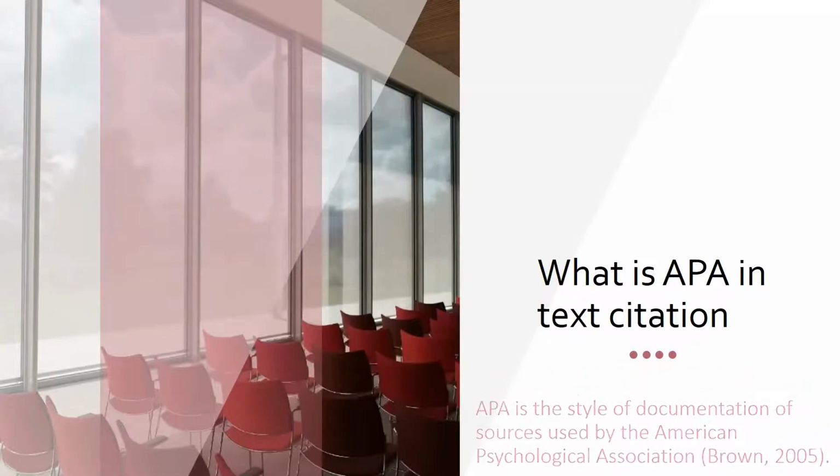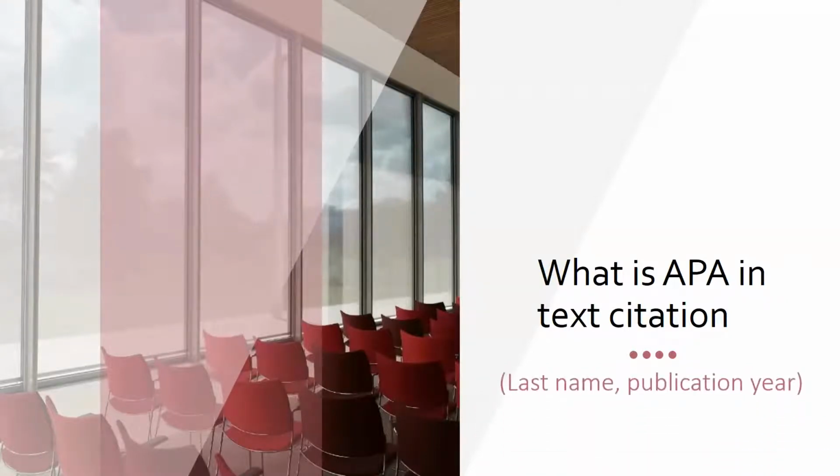In-text citation includes the author's last name and the publication year inside a parenthesis. Sometimes it can also include page numbers, timestamp, headings, subheadings, and paragraph numbers as well. The APA in-text citation tells your readers where you got the information from.